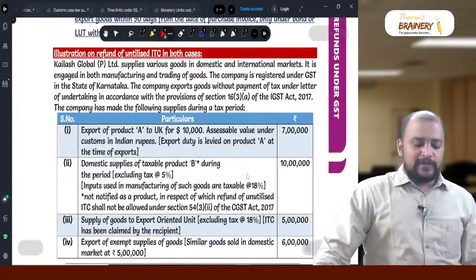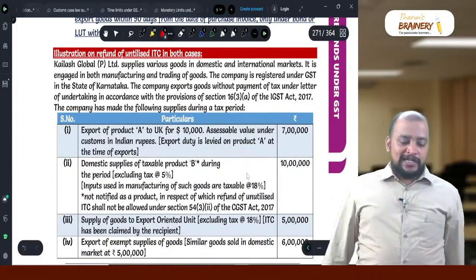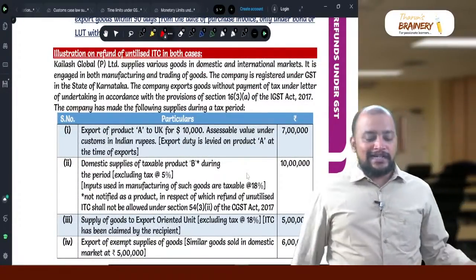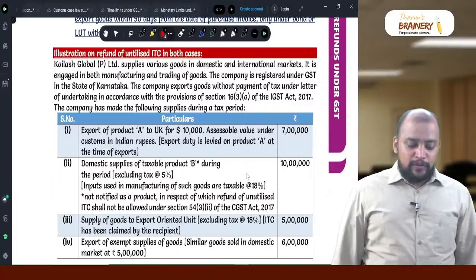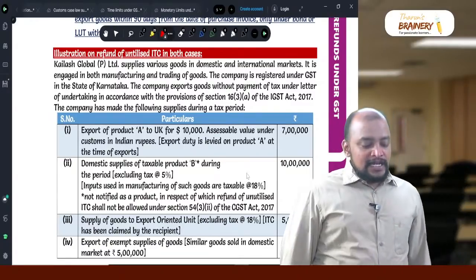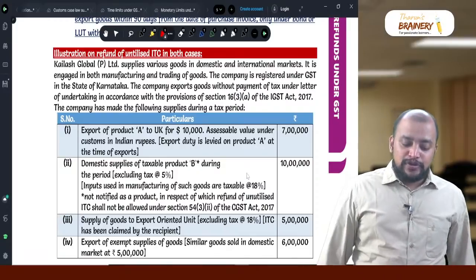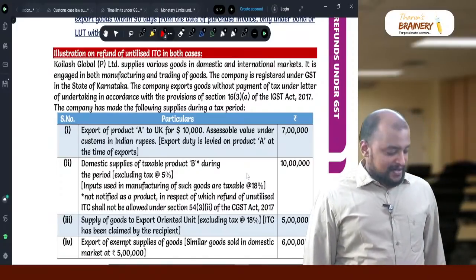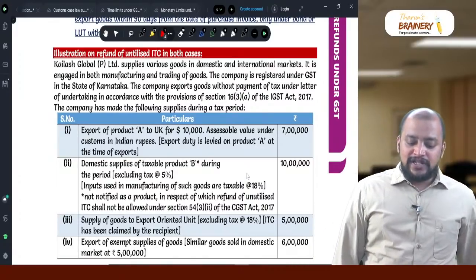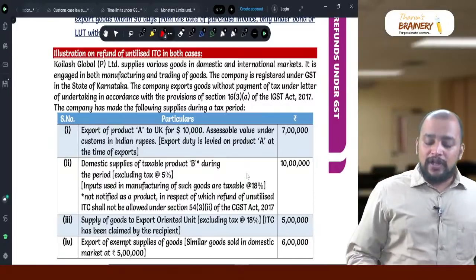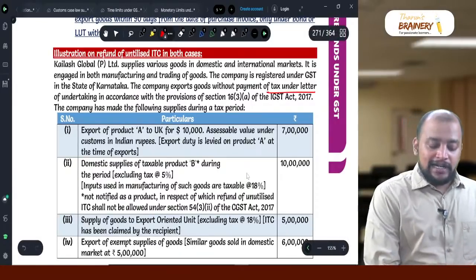So look into this question. Kailash Global Private Limited supplies various goods in domestic and international market. It is engaged in both manufacturing and trading of goods. The company is registered under GST in the state of Karnataka. The company exports goods without payment of tax under letter of undertaking in accordance with the provisions of 16(3)(a). So they are going for export upon letter of undertaking, LUT.